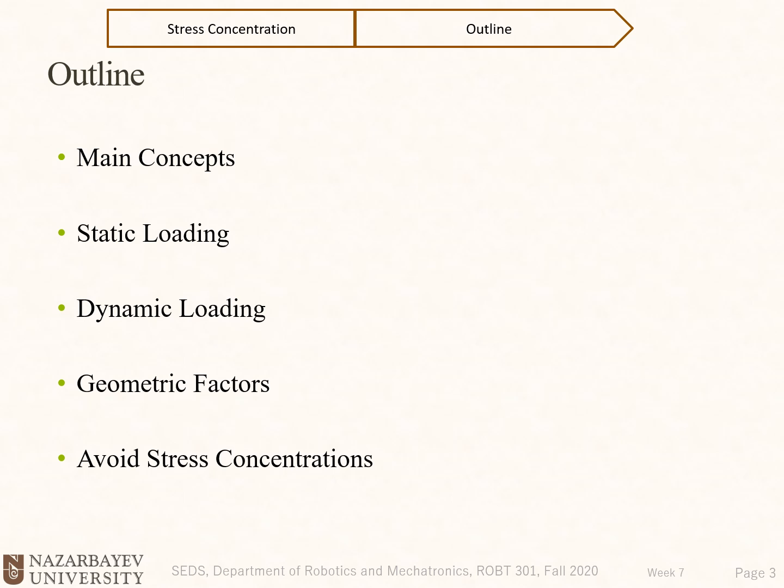The outline of this section is main concepts of stress concentration, static loading, dynamic loading, geometric factors, and how to avoid stress concentrations.